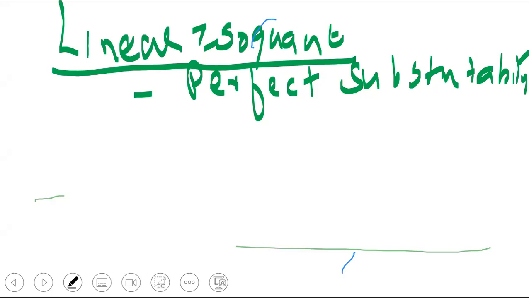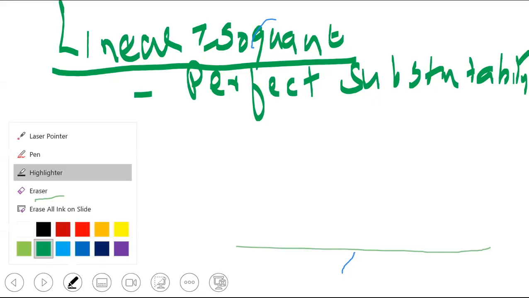Side mein likho MCQ. Linear isoquant shows dash. Or linear or perfect substitutability is measured by dash. Linear isoquant. So linear isoquant mein children kya hoga, there is a perfect substitution of factors. If you wanted to change labor, if you wanted to change capital, it is perfectly possible.